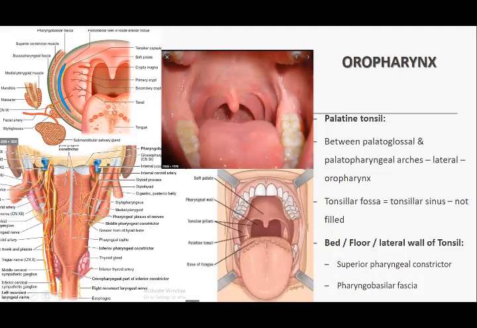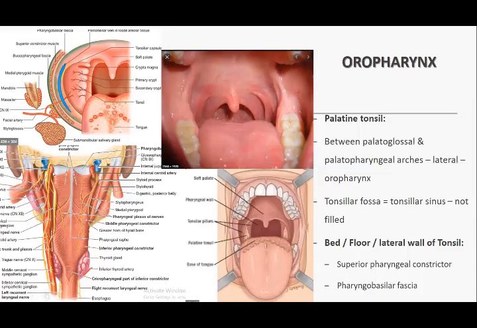Outside the palatine tonsil and the capsule of the palatine tonsil, lying in the connective tissue, is this paratonsillar vein. Still outside, you have the pharyngobasilar fascia. Outside the pharyngobasilar fascia, you have the superior constrictor muscle of the pharynx. And outside the superior constrictor muscle of the pharynx, you have the buccopharyngeal fascia. Okay, so these are the layers that form the lateral wall of the tonsil, or the floor of the tonsil, or the bed of the tonsil.